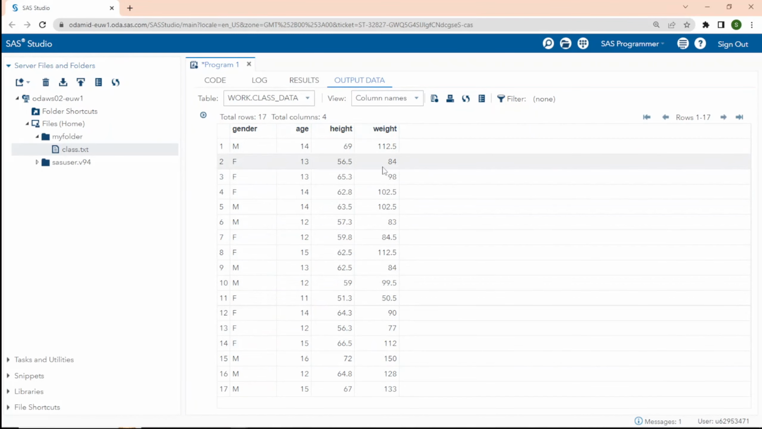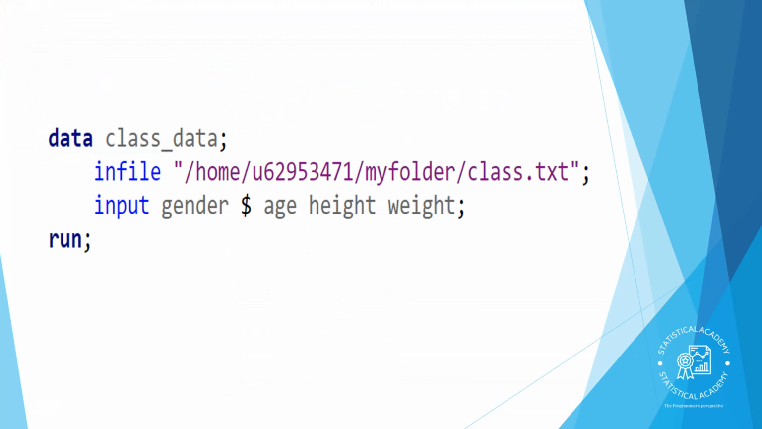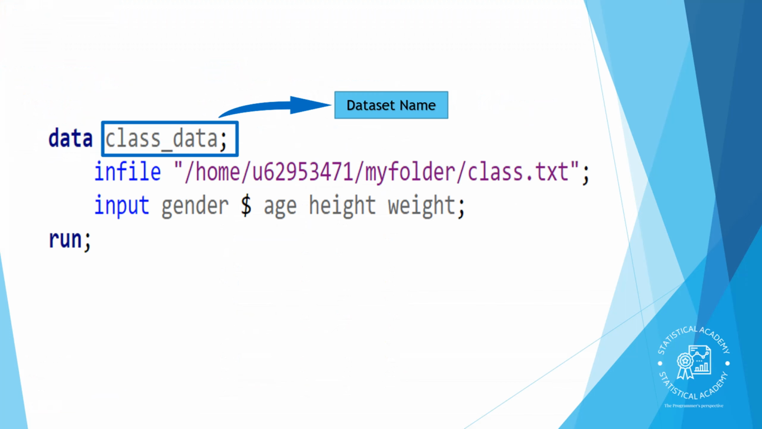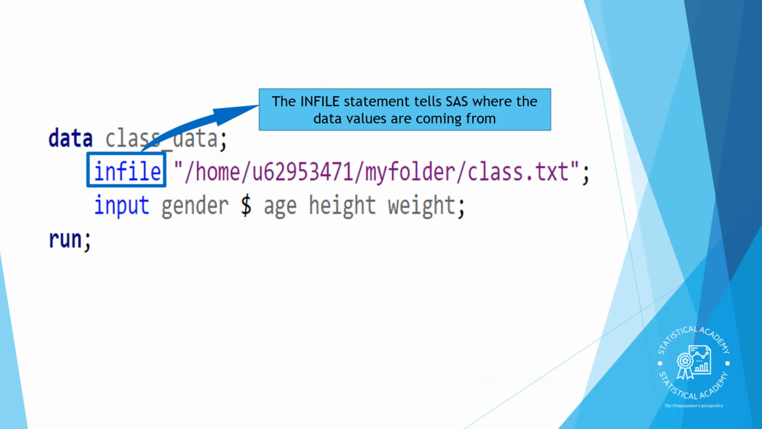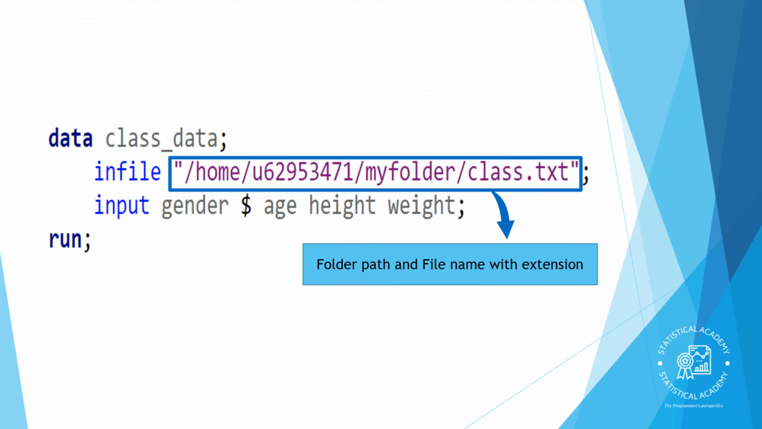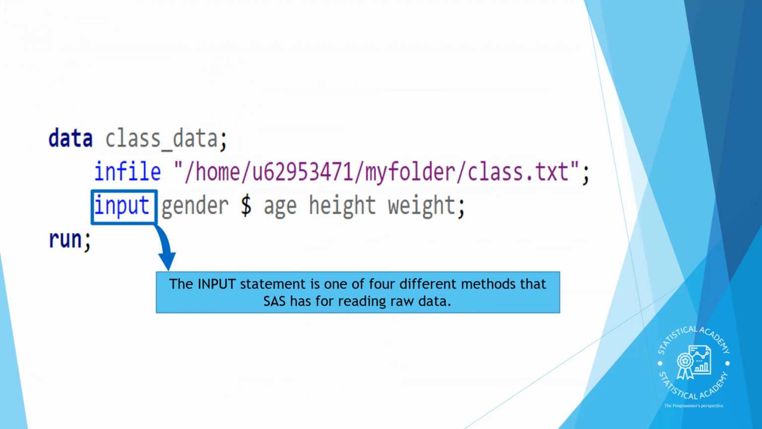Now we will look at each statement of the program. In this program, the name of the SAS dataset being created is class_data. The next line, the infile statement, tells SAS where the data values are coming from. In this example, data values are coming from the text file class, which is in the My folder of SAS Studio. The input statement written here is one of the 4 different methods that SAS has for reading raw data.